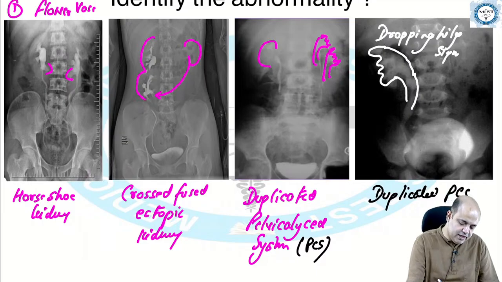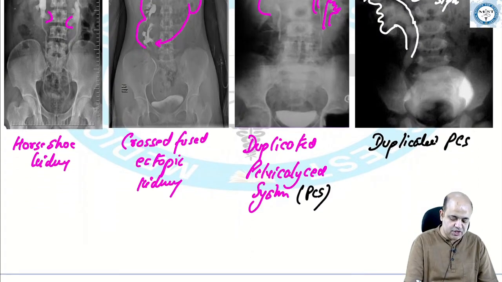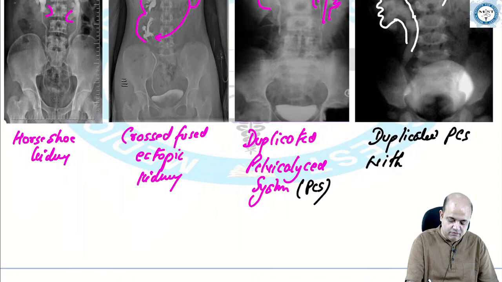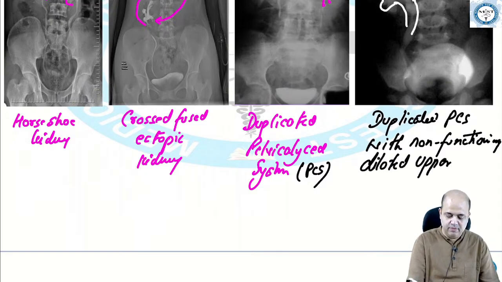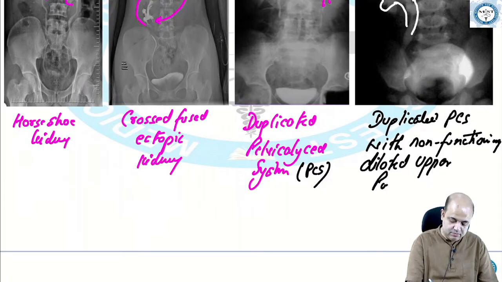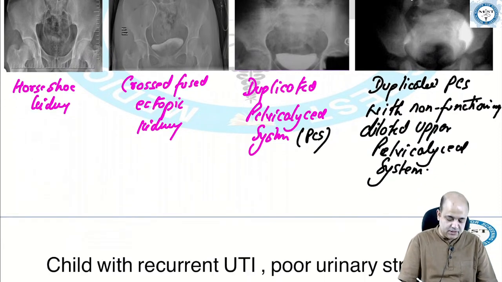where one of the kidneys, which is in the upper pole, is not functioning and it is pressing on the lower kidney. Duplicated pelvic calyceal system with a non-functioning, dilated upper pelvic calyceal system.